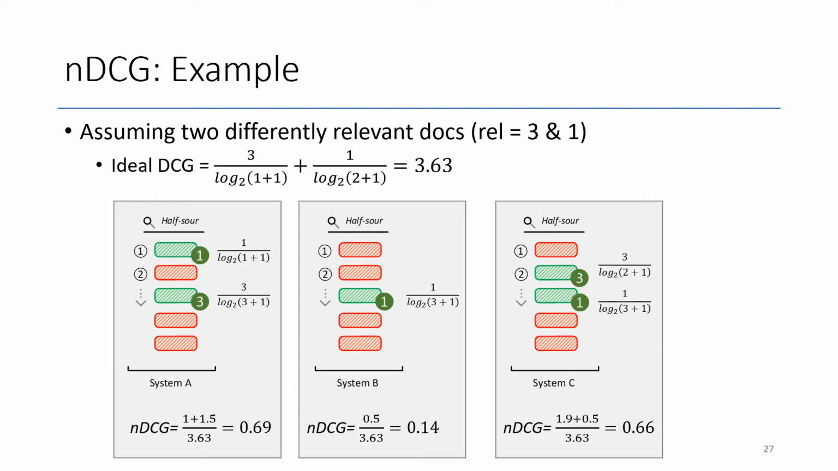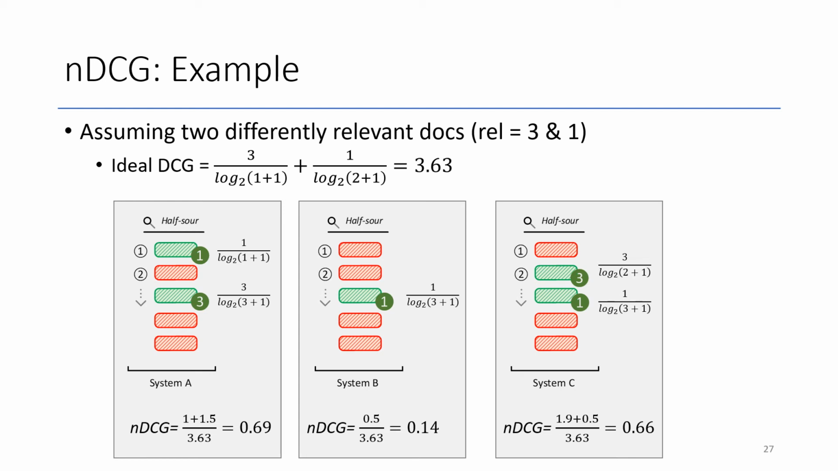So for our first system, we have the first document with our lower relevance score and the third document with our higher relevance score. We compute the gain divided by position discounting and then sum it up, and we divide the sum by our ideal DCG that could possibly be reached if we had the right ranking. And this gives us a value of almost 0.7.